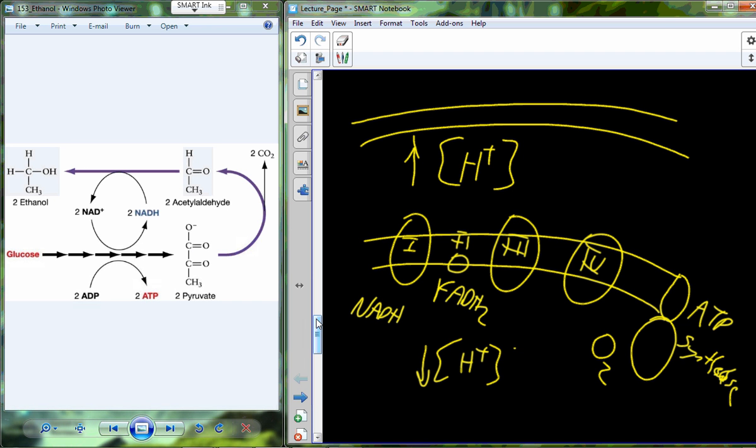It doesn't list FADH2, so is this where it is, or is it down there? That's a good question. The FADH2 is between taurate and valine. Let me see if I can. It doesn't say.